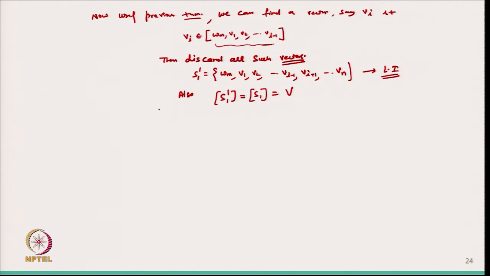Now, we follow the same procedure, that is, I take Wm minus 1 as a linear combination of A1 Wm plus A2 V1 up to this one. Suppose the last element is coming still n, so we will take this one.